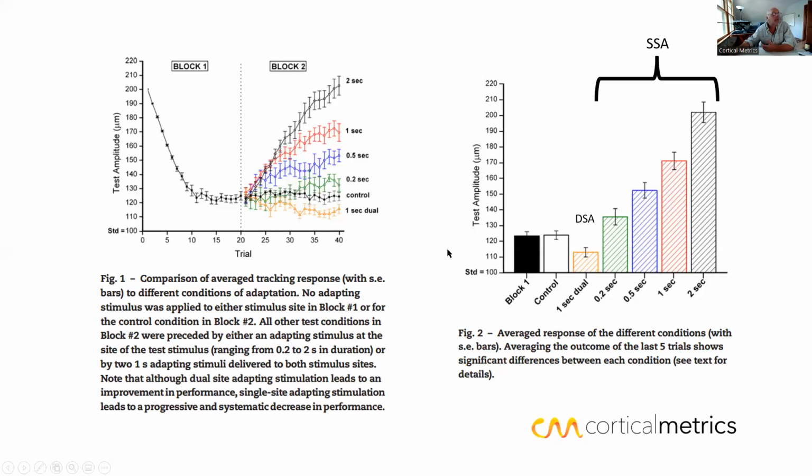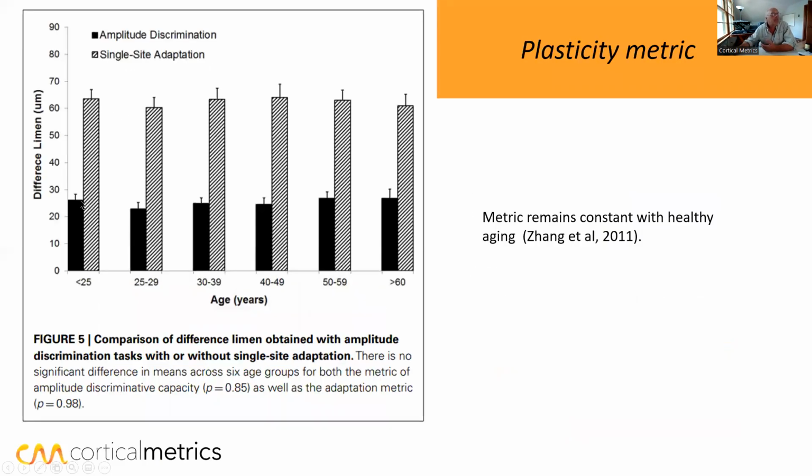And if you looked at the difference between amplitude discrimination and single site adaptation across all these different ages, it's fairly constant, and that's good. So that big difference is really what you're looking for. It remains constant as long as you have healthy aging. And we talk a little bit about this in the aging and plasticity talk. But that's really what you're looking for. Now, when does it change? When does this plasticity metric, or this difference between these things, go down?